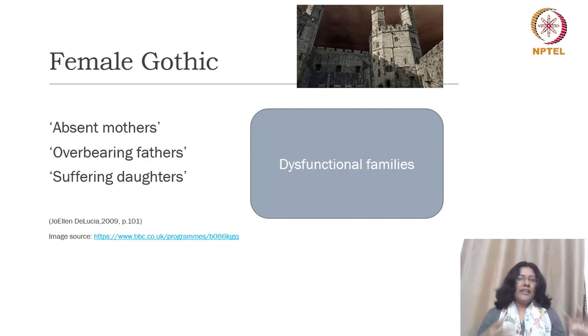And the female Gothic, very interestingly, is a narrative in which we see dysfunctional families at play. So one of the plot propellers, an aspect which pushes the plot into motion, is this idea of dysfunctional families. Families break up, parents perhaps die, and the young heroine is left to fend for herself. And that is the case with The Mysteries of Udolpho, where we see Emily being left to fend for herself.